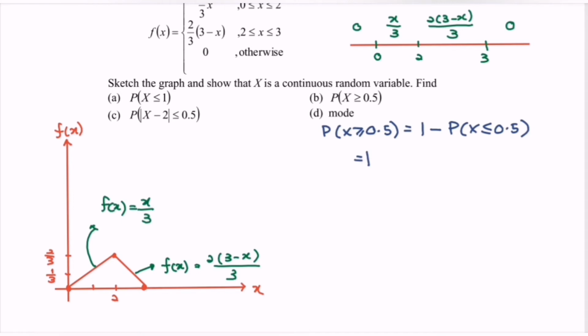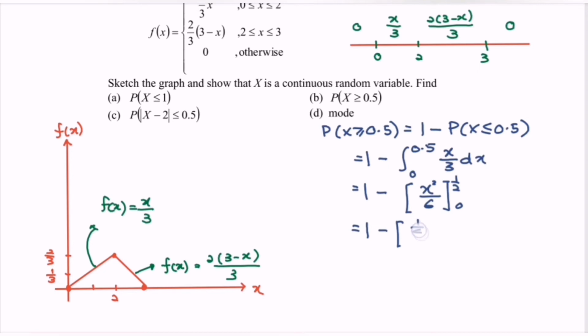So we have 1 minus the integral from 0 to 0.5 of the function x over 3 with respect to x. Kindly integrate the situation where we have x squared over 6 for the limits 1 over 2 and 0. 1 minus bracket. If we substitute 1 over 2, we will have 1 over 4 over 6 minus the 0. 1 minus, where we will have 1 over 24. So finally, the probability that x is greater than or equal to 0.5 will be equal to 23 over 24.